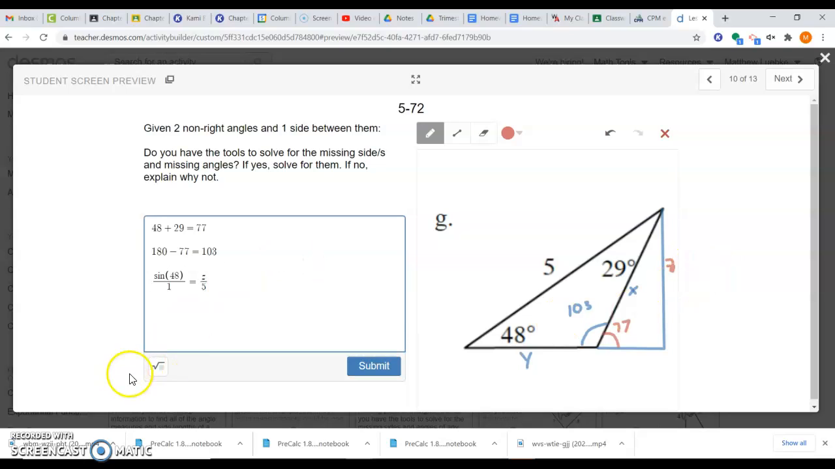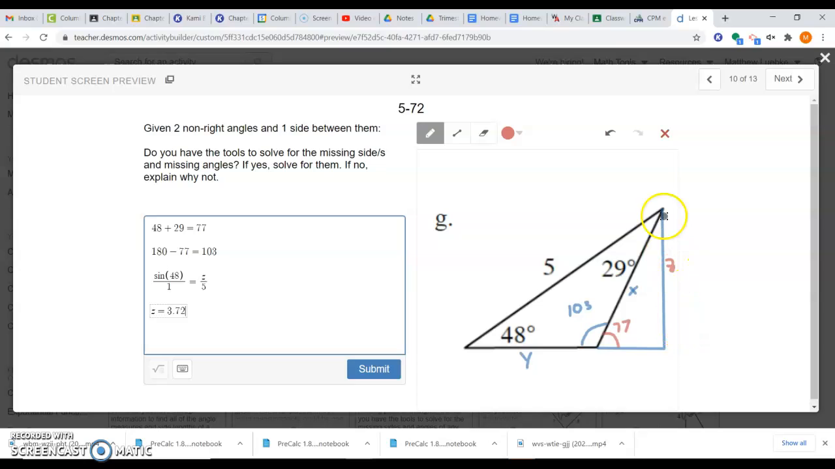And so I can do this with my calculator. By cross multiplying, I get 1 times z, that's z. And I get the sine of 48 times 5, which is going to be 3.715, or so let's just do 3.72 if I round it. So now I have this height.